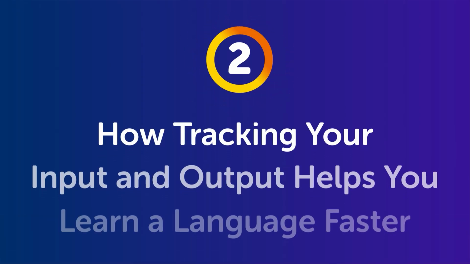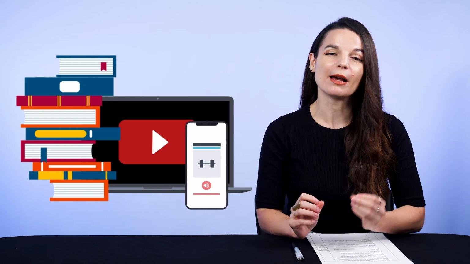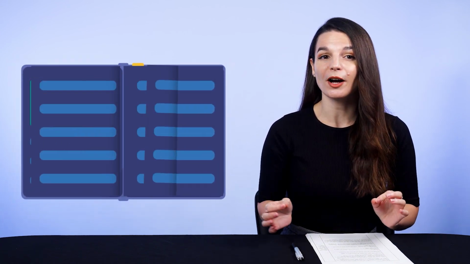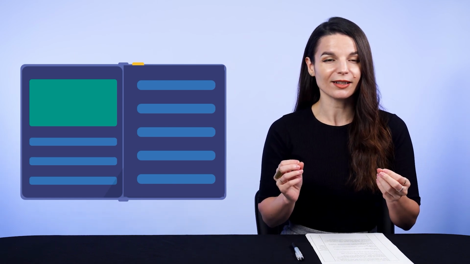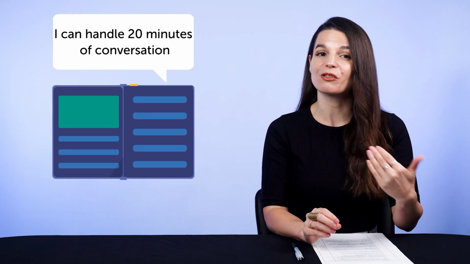Part 2. How tracking your input and output helps you learn a language faster. If you take a look around, most learners do a ton of input with studying, right? They read textbooks, they watch videos on YouTube, they spend hours on apps, but they have no measurable results or return on their time invested. If someone told you that they've read 200 pages of a textbook, which is a lot of input, can they place a specific number on their results? Can they say, I learned 1,000 words, or I can handle 20 minutes of conversation as a result of reading 200 pages? Probably not. So most learners don't know because most learners don't measure their input or their output.